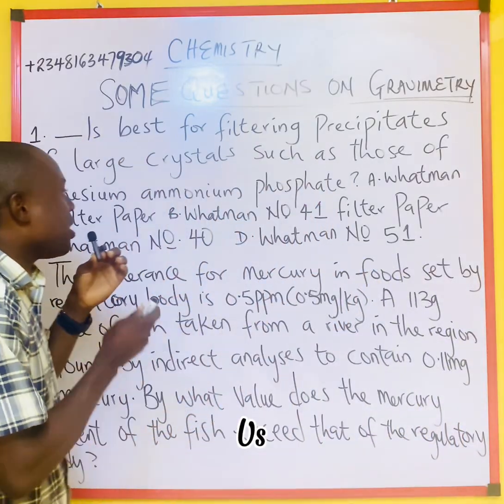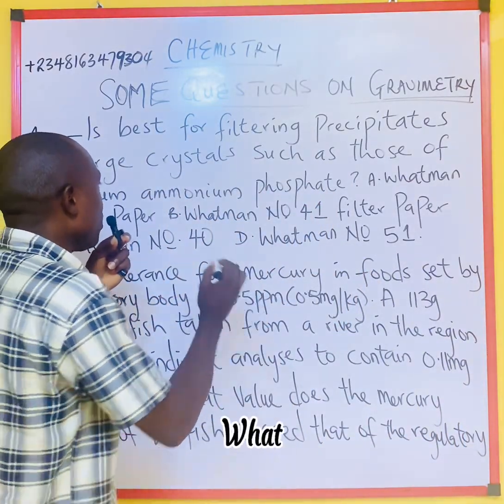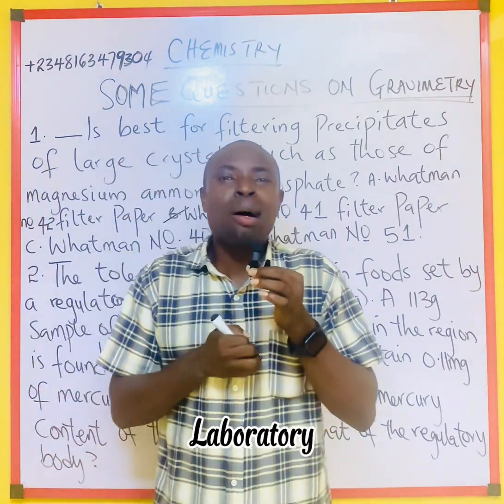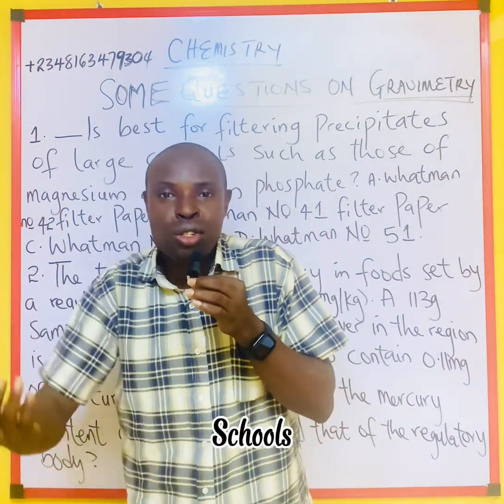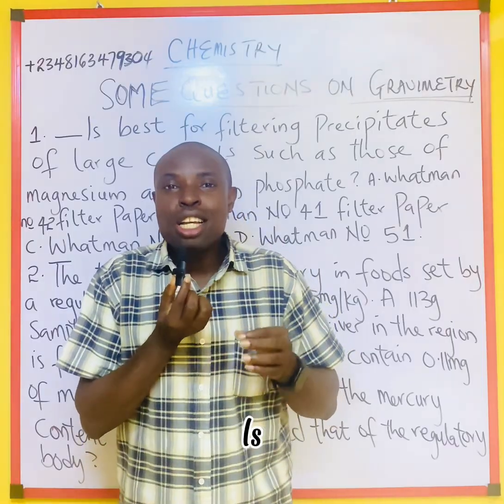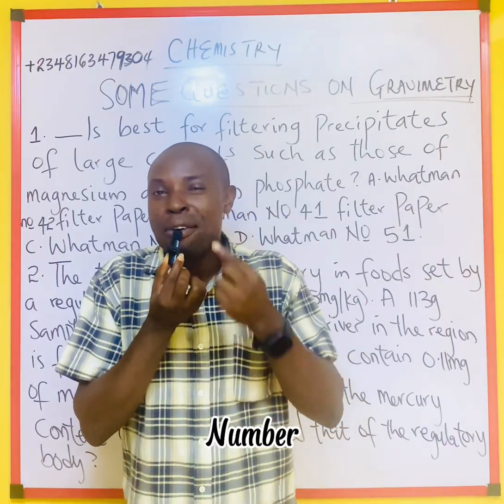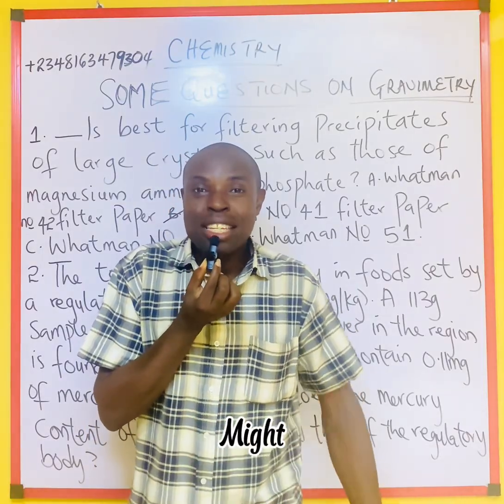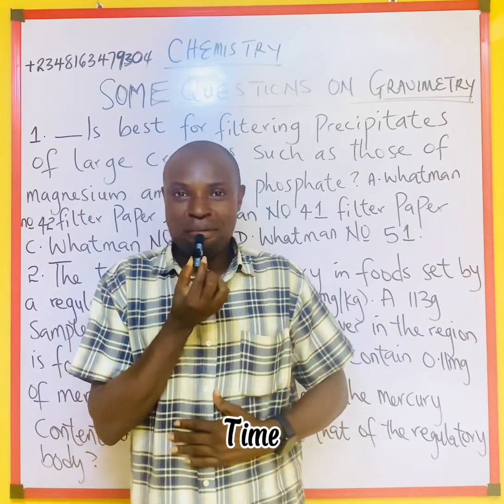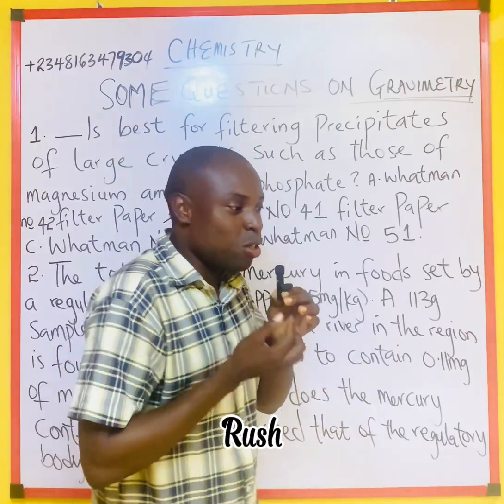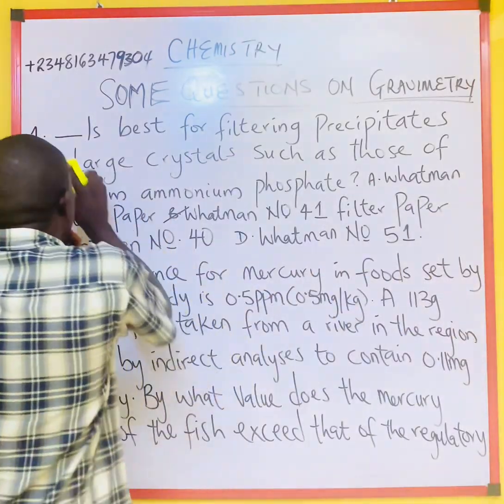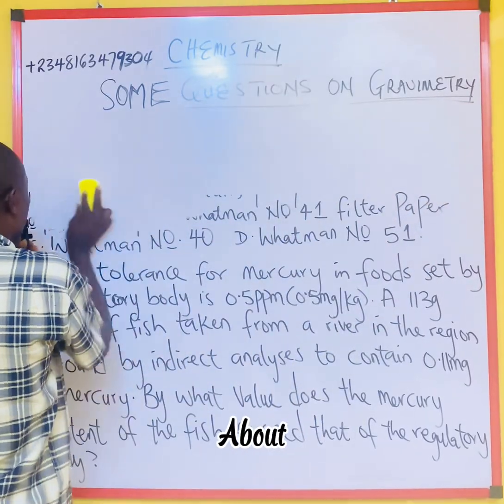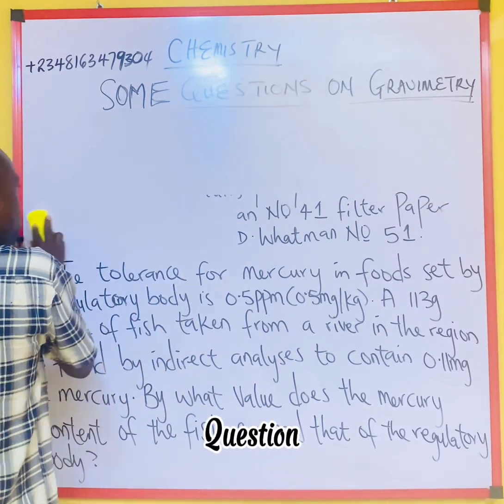And that gives us our answer to be what now? B. But the one we make use of in our laboratory, or the one that schools always provide for you, is Whatman number 1. I guess you might just be hearing this for the first time. So let's quickly rush to the next question. Let's go deeper to understand how we can tackle this other question.